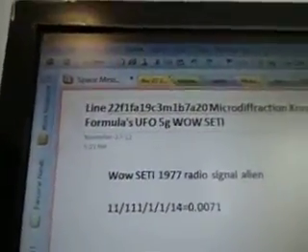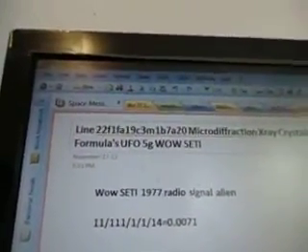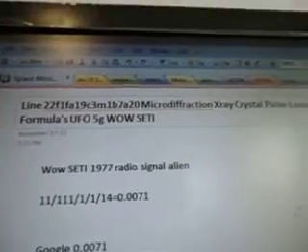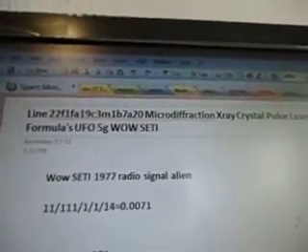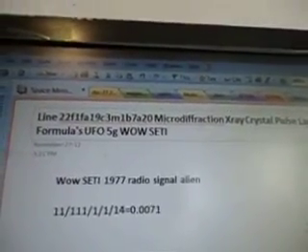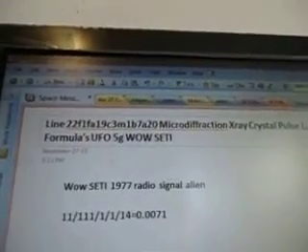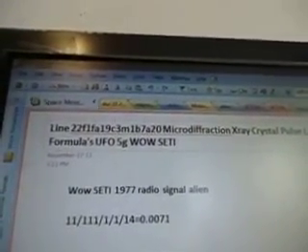Okay, so this is part 284C3m1b7a20. It's line 22f1fa19c3m1b7a20. Microdiffraction, X-ray crystal pulse laser formulas, UFO 5G Wow Seti. This has keyword research PDF files and laser beam formulas. Okay, so there's the alien radio signal there.